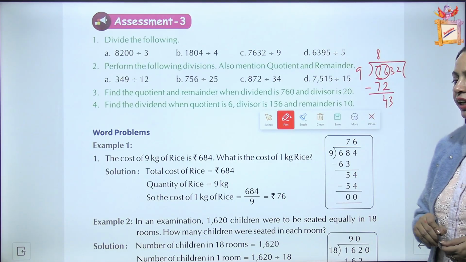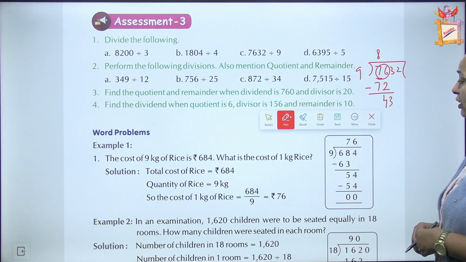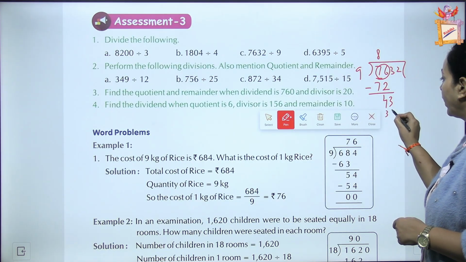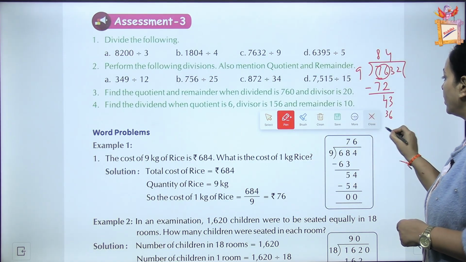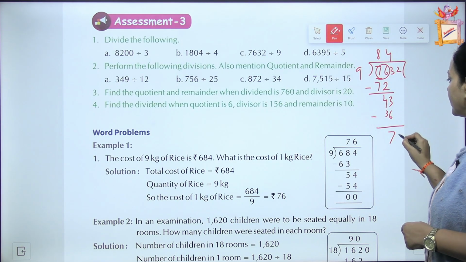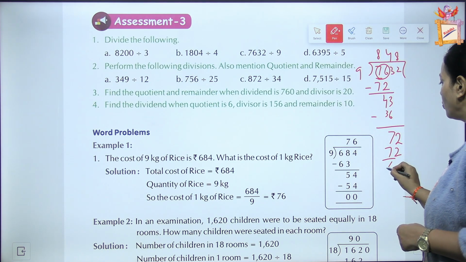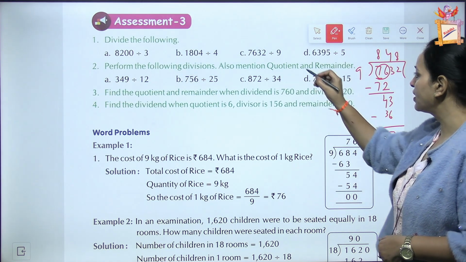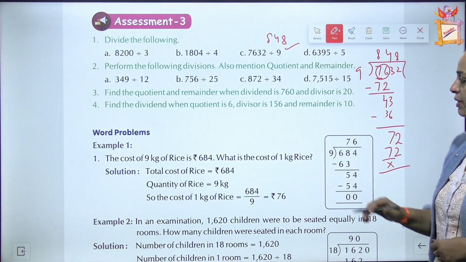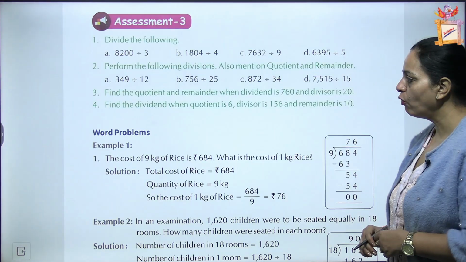9 1s are 9, 9 2s are 18, 9 3s are 27, 9 4s are 36 and 9 5s are 45. तो यहाँ पर हम लेंगे 9 4s are 36. फिर minus कर देंगे, this is 7, next digit it becomes 72, 9 8s are 72. So what is answer? Answer is 848. Similarly, you can try remaining question. Okay, now see the fourth question.